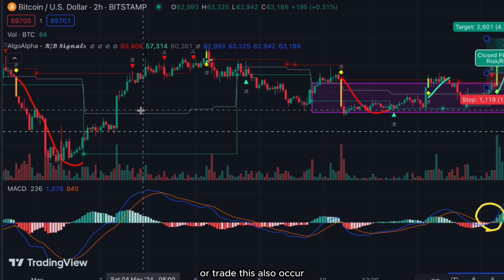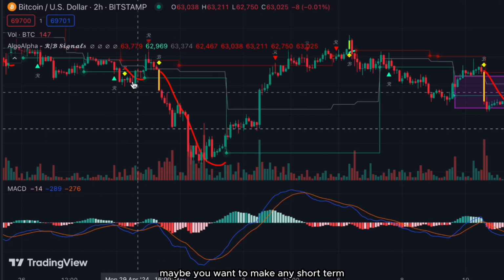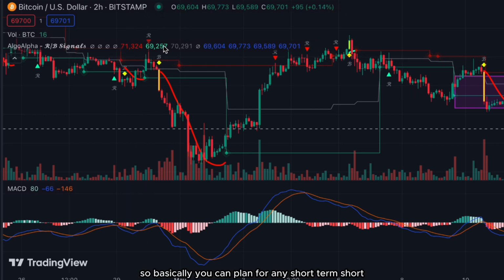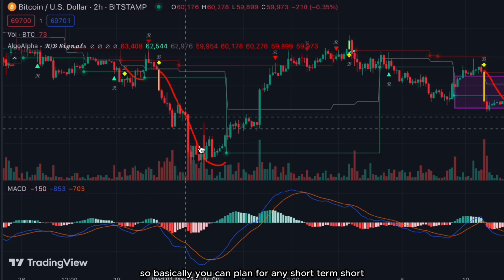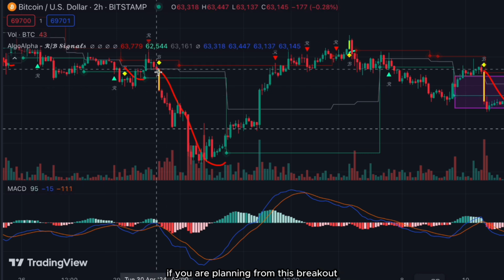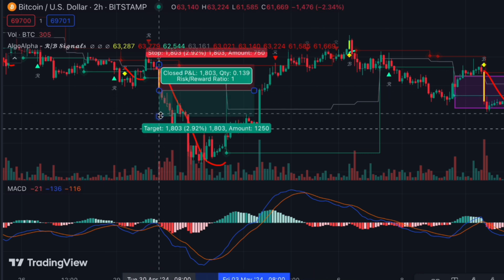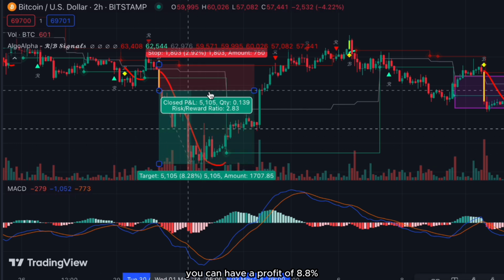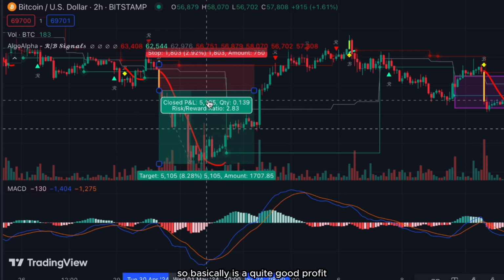This can also occur if maybe you want to make any short term trade. For example, this breakout shows an increase in momentum. So basically you can plan for any short term, maybe a short trade. So for example, this trade, if you are planning from this breakout, you can have a profit of 8.8%. So basically it's a quite good profit if you are planning for any short-term position. So yeah, basically that's all for how you can use this momentum breakout signal to plan for any trade position.